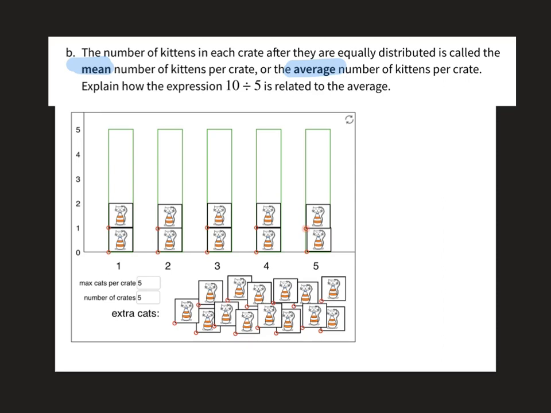You might notice some of the language that we've used for rates before that talk about division. So we're talking about the mean number of kittens per crate or the average number of kittens per crate. So explain how the expression 10 divided by 5 is related to the average or the mean. Well, we had 10 kittens. We divided them up into 5 crates and we got the mean.